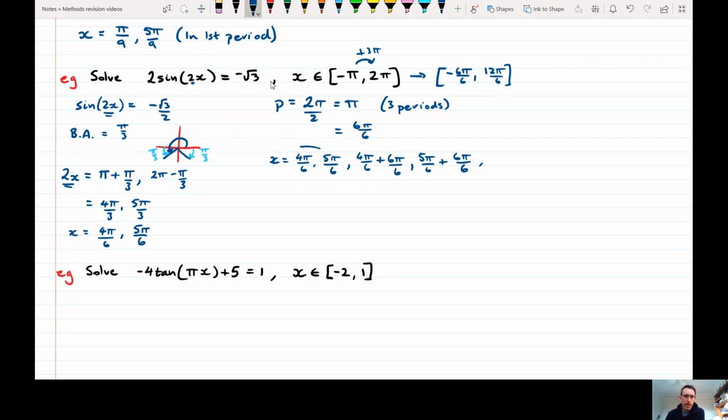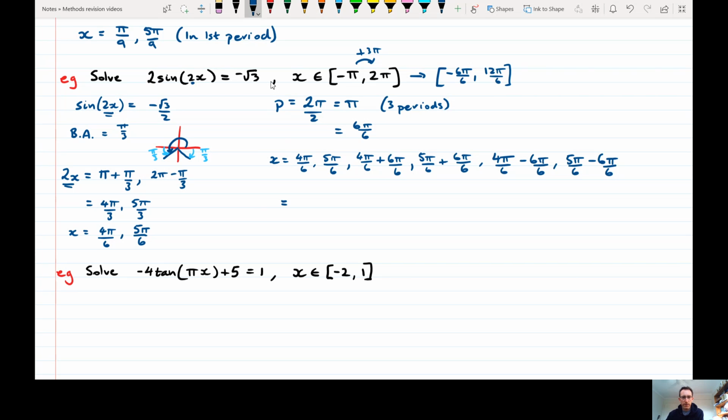So these two here in the first period, these two here in the second period, but what I want to do is go back before this one and go backwards around the unit circle, because remember, going backwards around the unit circle, you get negative angles. So I want to subtract 6 pi over 6, one period, from the first solution and the second solution. So from both the solutions in the first period, I've now subtracted.